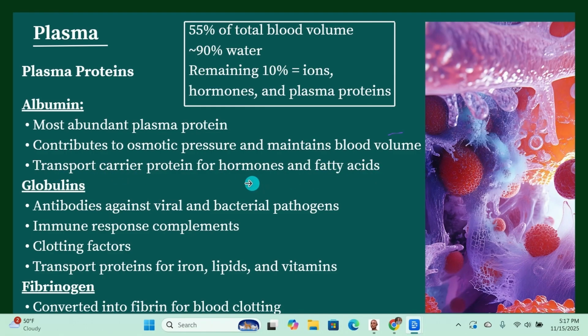Remember, in the endocrine system, we were talking about how lipid-soluble hormones can't get around in the blood by themselves. They need a carrier protein, which is often albumin. Globulins are antibodies against viral and bacterial pathogens. They have immune response complements, which means they help with the immune response. They have clotting factors, and they are also a transport protein for iron, lipids, and vitamins. And then fibrinogen is converted into fibrin for blood clotting. So those are the plasma proteins.